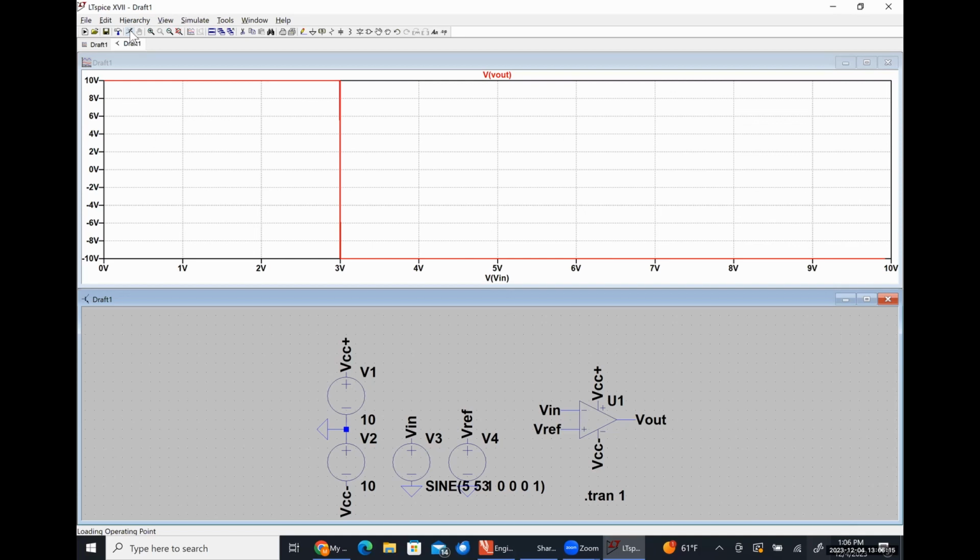Yes. Can you grab an element and move it? So the move command is this hand.